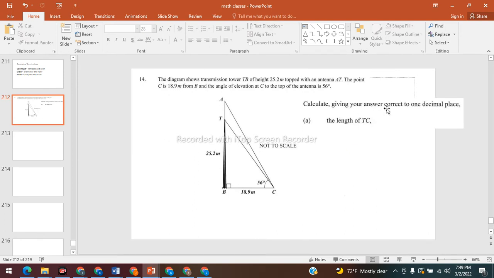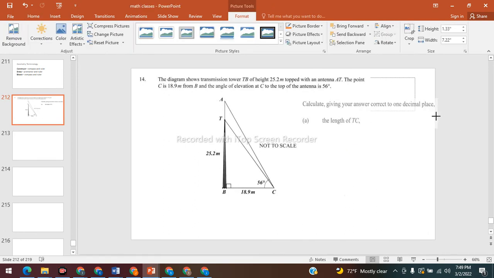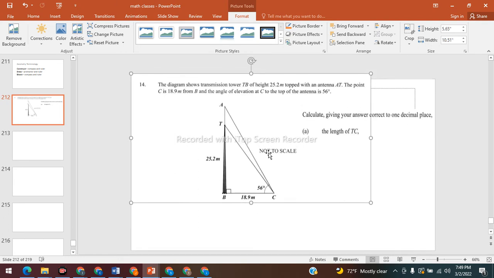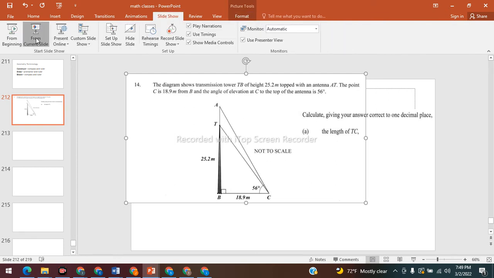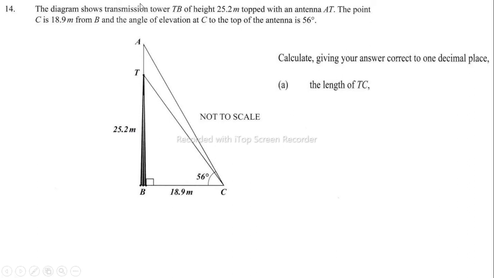All right, so we want the length of TC. The diagram shows the transmission tower TB of height 25.2 meters, topped with an antenna. The point C is 18.9 meters from B, and the angle of elevation at C to the top of the antenna is 56 degrees. Calculate, giving your answer correct to 1 decimal place, the length of TC.